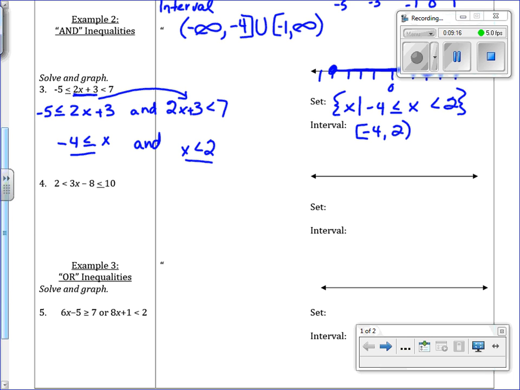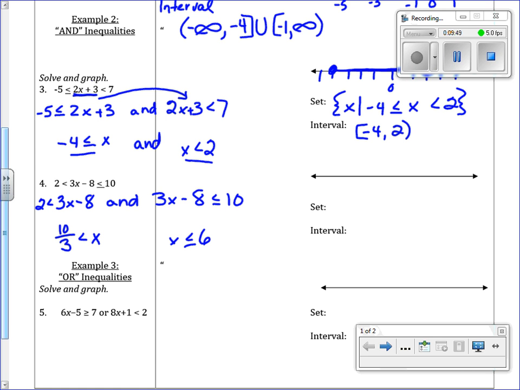So, again, I'm using that 3x minus 8 for both the 2 and I'm going to use the 3x minus 8 with the 10 as well. Okay, going through and solving that, I have 10/3 is less than x, and I have x is less than or equal to 6. So again, I'm going to go ahead and set up.